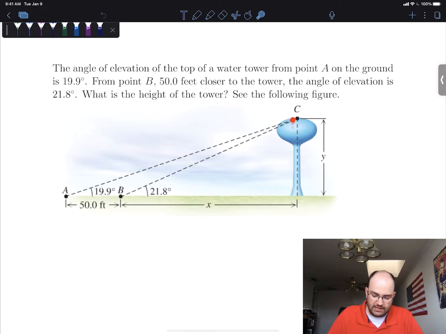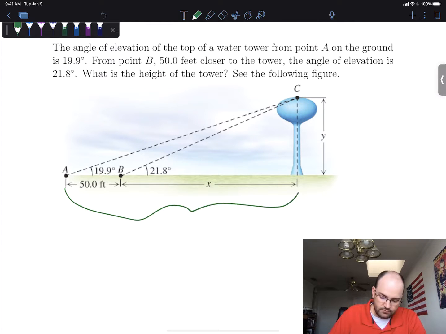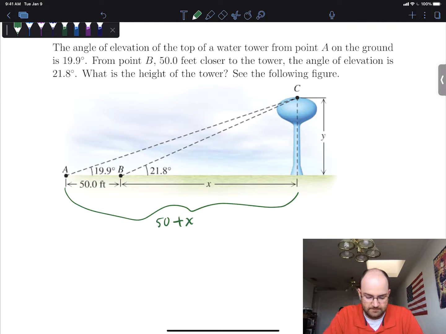Okay, so what we've got is this. We want to know the height here. What we don't know is the distance to point B, but we do know the distance from point B to point A. And we also know the two angles of elevation. Now, we need to find y at some point here. So let's go ahead and try and find something. Now, notice that this entire distance right here would be 50 plus x, right?